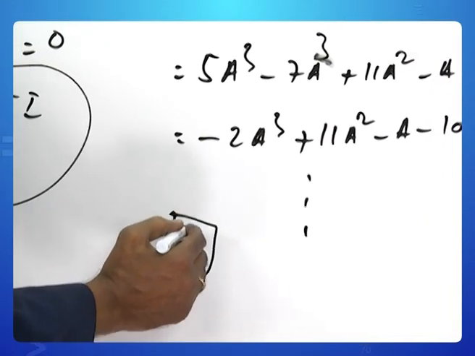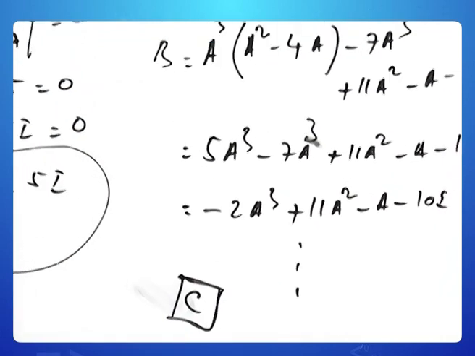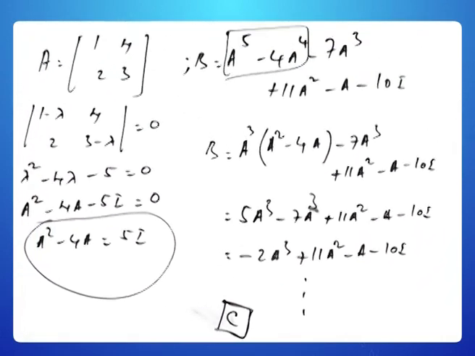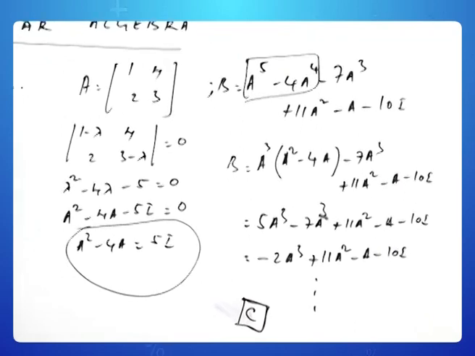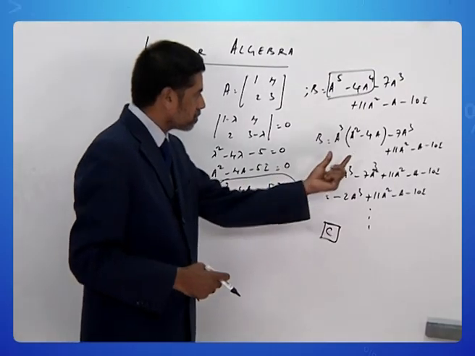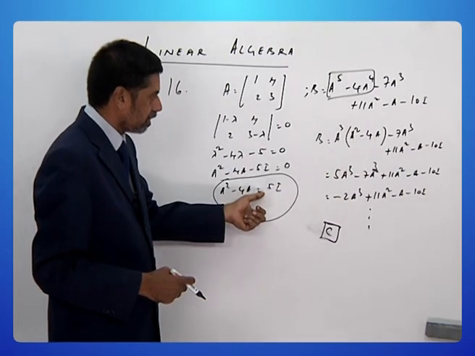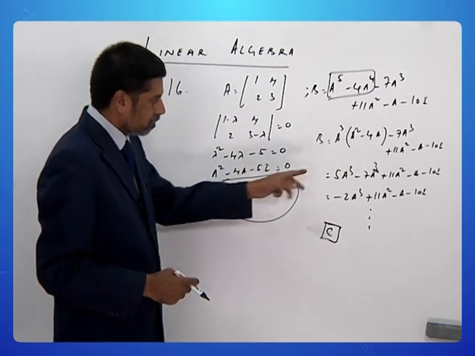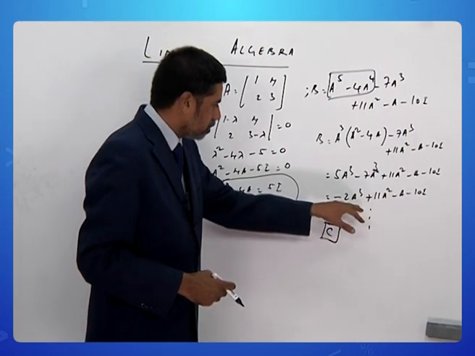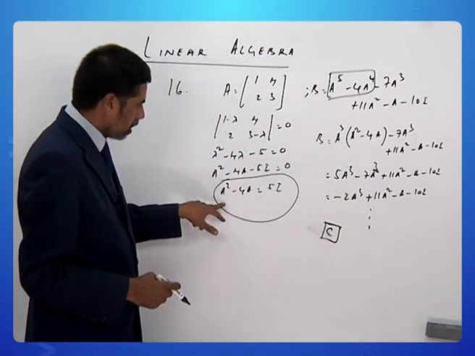the value for this particular expression can be found. Of course, you have to be very careful to see that you make the proper substitutions. A square minus 4A is equal to 5I. Okay. So, therefore, again what we will have to do is look into this one.